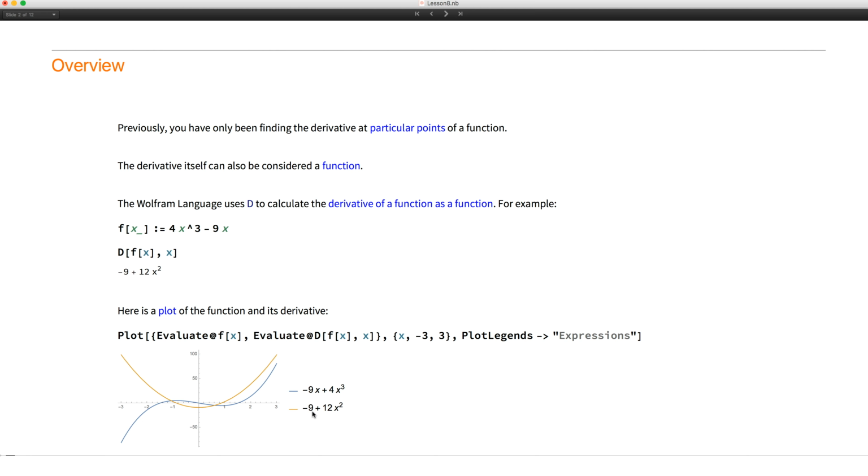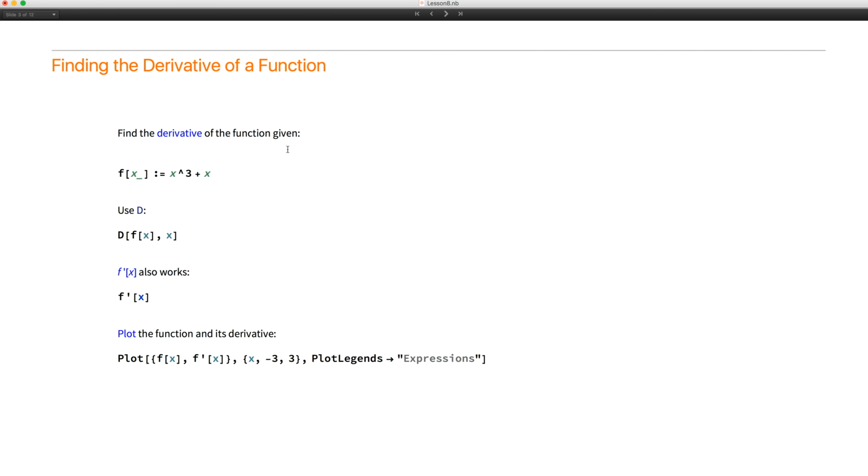So the point over here is that the derivative is a function just like the earlier one, and you can keep on doing the same process, and that's the plan for today: to talk about derivatives as functions and higher derivatives. Okay, so as a simple example, let's say I ask you to find a derivative of x cubed plus x.